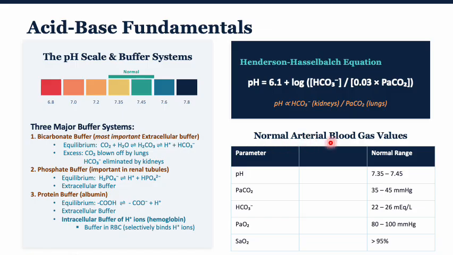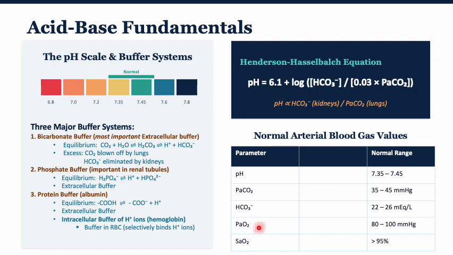These are normal values that you'll see in an arterial blood gas. Your pH, again, you want it to be 7.35 to 7.45. Your partial pressure of carbon dioxide is 35 to 45. And I always remember in normal, it should be similar to the numbers in the pH. You have your bicarbonate, which is normal range is 22 to 26.